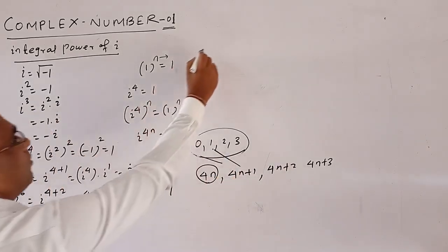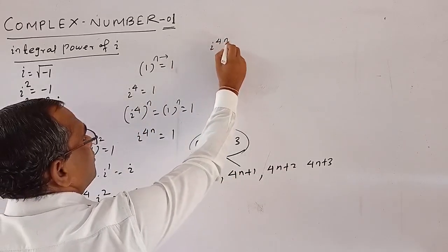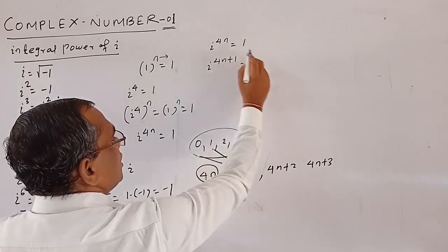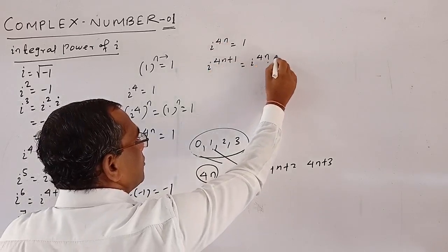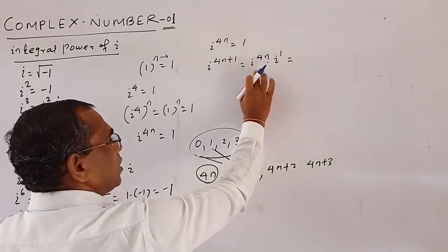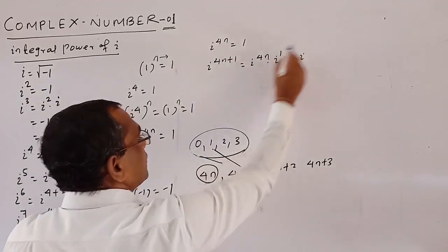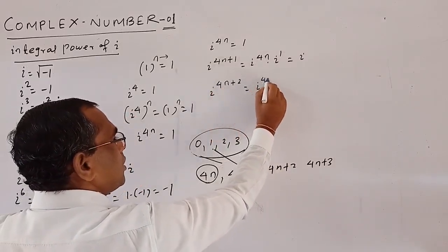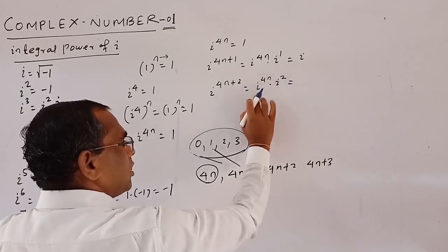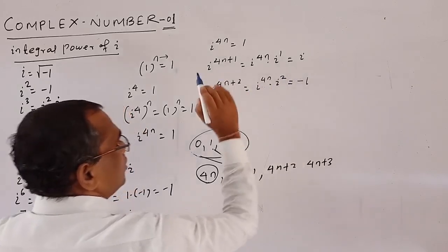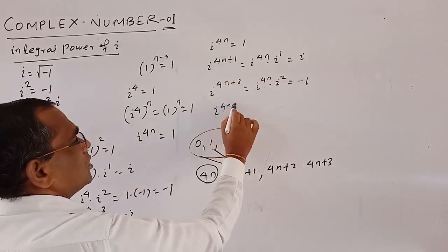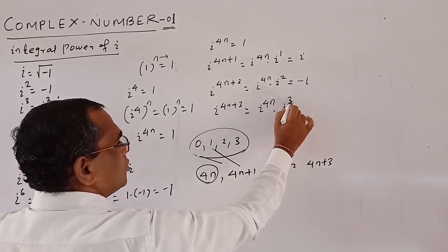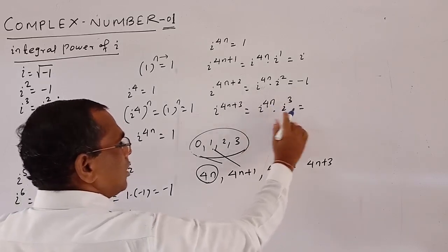So i to the power 4n equals 1. i to the power 4n plus 1 means i to the power 4n into i to the power 1, and this is 1 into i, equal to i. i to the power 4n plus 2 is i to the power 4n into i square, 1 into i square means minus 1. Okay, then i to the power 4n plus 3 means i to the power 4n into i cube, so this is 1 into i cube, equal to minus i.